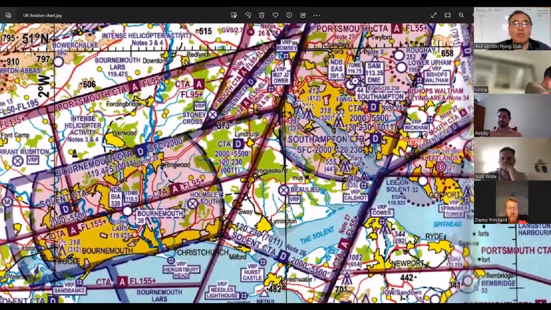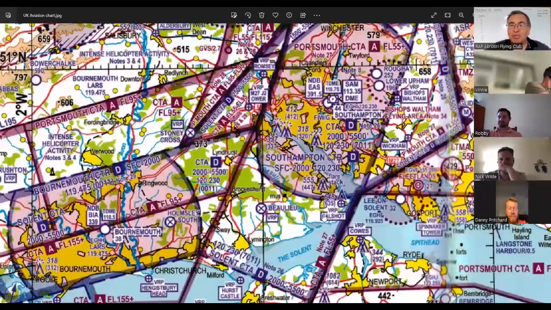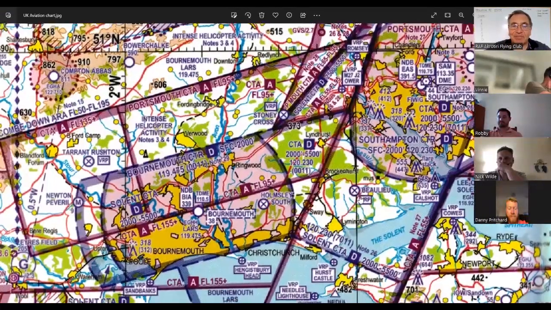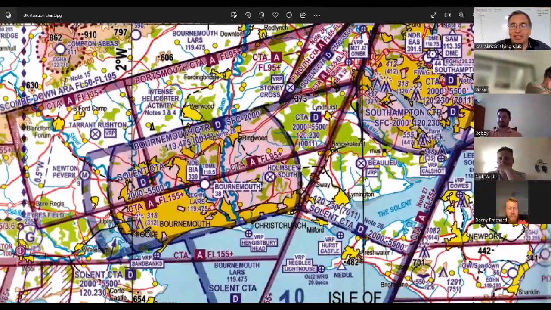Bournemouth is a friendly place for us. We'll put Southampton off the map, because the air traffic controllers at Southampton are strange. They go on a special anti-GA course, the air traffic controllers at Southampton, and they make life a misery. But Bournemouth, the air traffic controllers at Bournemouth, very lovely, very friendly, want to talk to us. And you'll notice that Bournemouth's airspace is quite complicated.